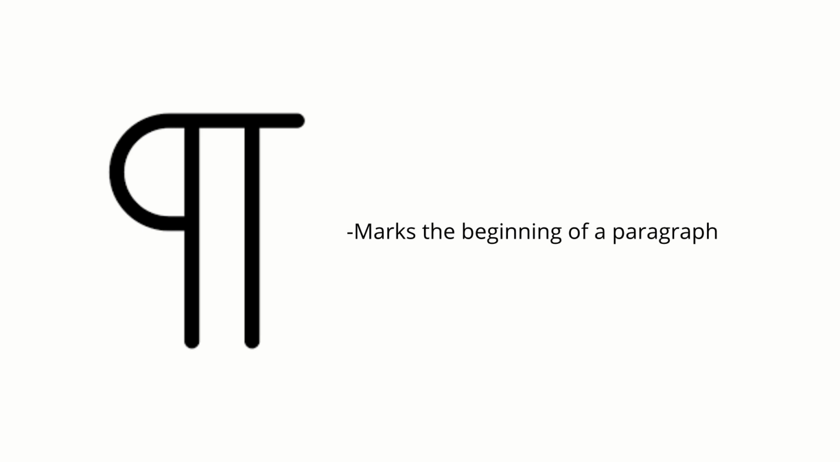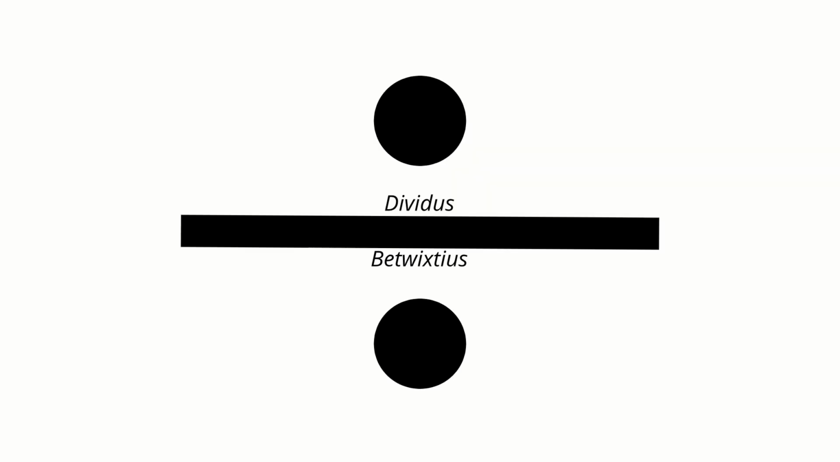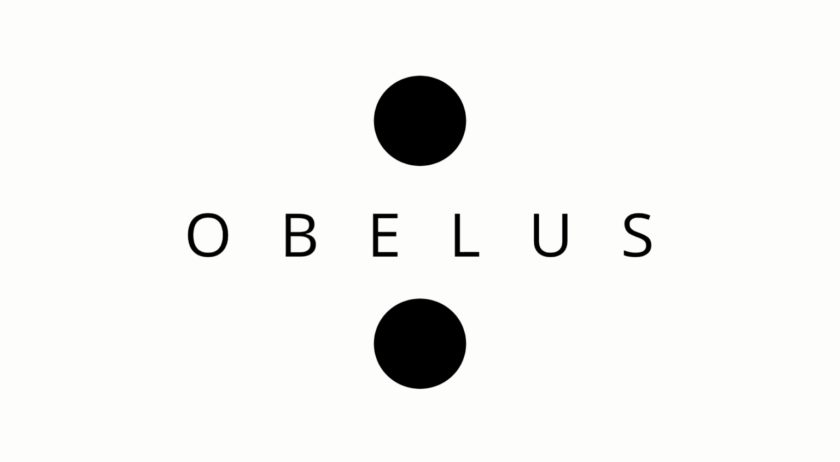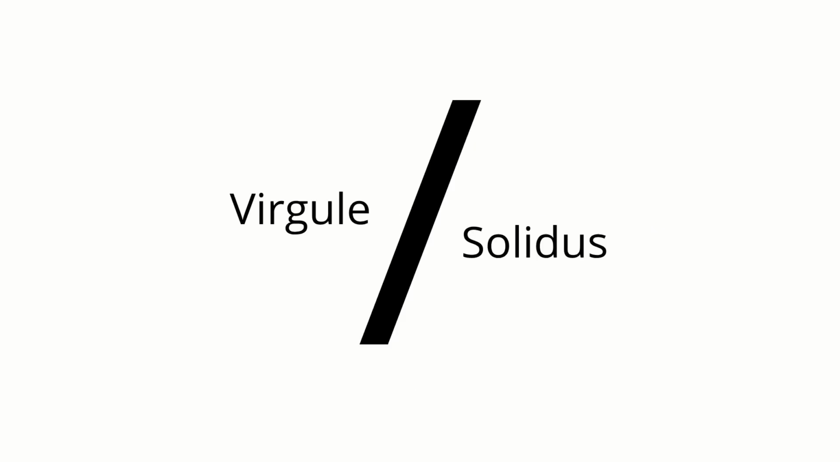This symbol is called a pilcrow and is used to mark the beginning of a paragraph. This one is called dividus betwixtius. No, not really. It's actually called an obolus, which you probably know as the divide symbol. Here we have virgule, or solidus, octothorpe, and circumflex.